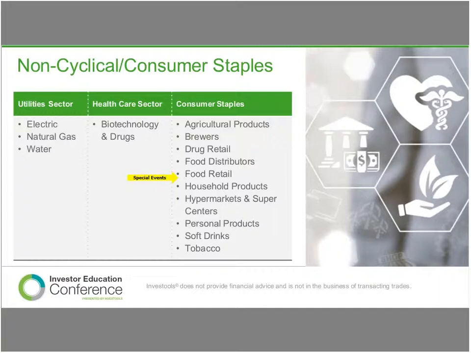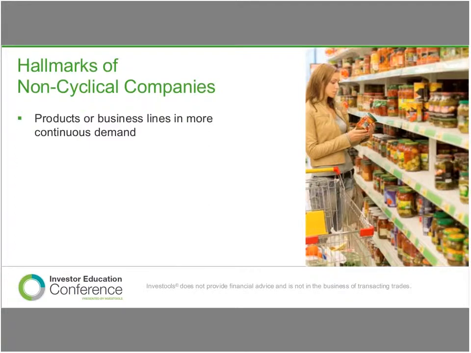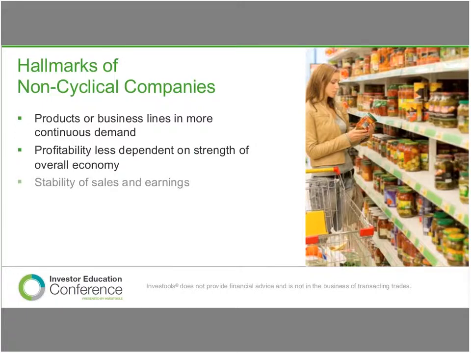All right. So what are the characteristics of these kinds of companies? That's a broad discussion of what they are. But what are the hallmarks of non-cyclical companies or staples? Number one, the products and business lines are in more or less continuous demand. You know, we don't stop going to the doctor just because maybe the household budget is getting a little bit tight or because the economy is struggling a little bit. There's a consistent demand for these products. Okay, number two, profitability of the companies is less dependent on the strength of the overall economy. It tends to be very consistent because the demand is consistent. So profitability stable, the company benefits from that. That bleeds over into their sales and their earnings.